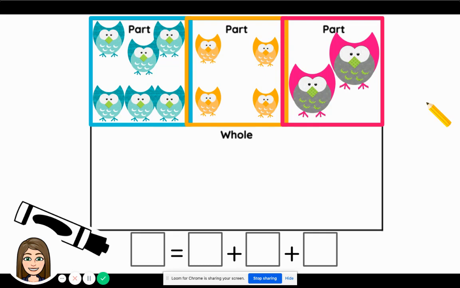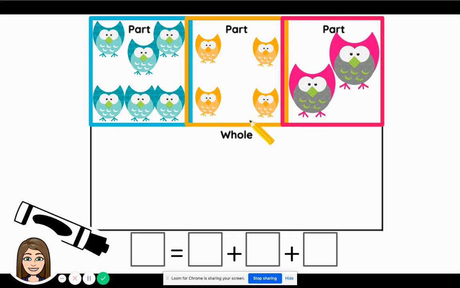What is my whole? Turn and tell someone at home. If you said there are 12 owls in all, you are correct. Great job. I know this because in my first part I have 6 blue owls, and my second part I have 4 orange owls. I know if we combine our first two parts, 6 and 4, it makes 10.